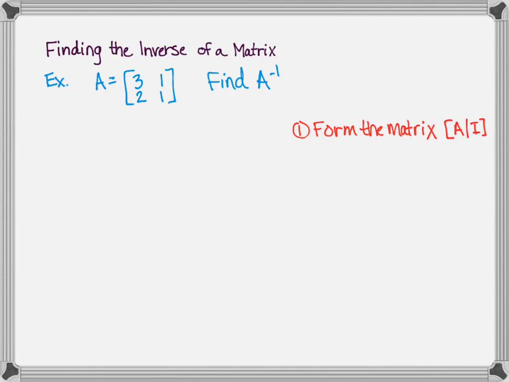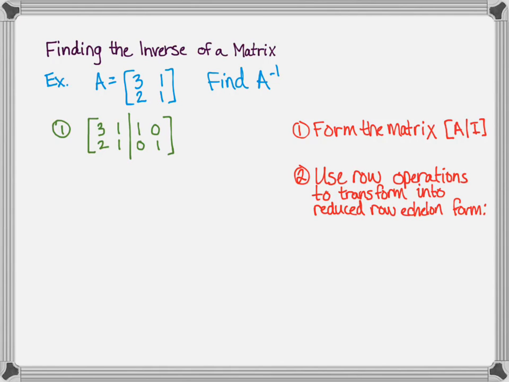Our first step will be to form the matrix that's a combination of matrix A and the identity matrix that has the same dimensions. So in this case, we'll combine 3, 1, 2, 1 with the identity matrix 1, 0, 0, 1. Next, we'll use row operations to transform this into reduced row echelon form, so that the left side is the identity matrix and the right side has numbers.